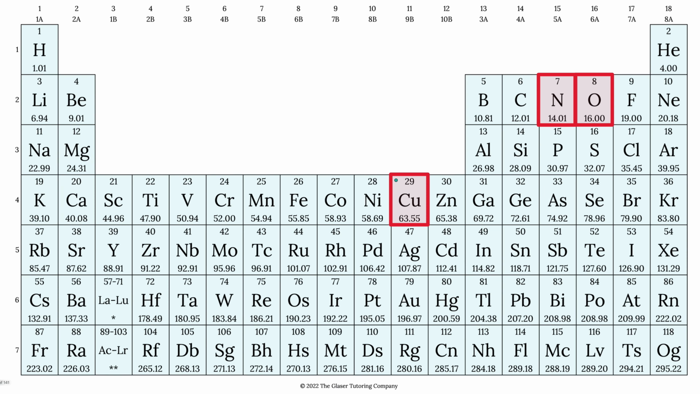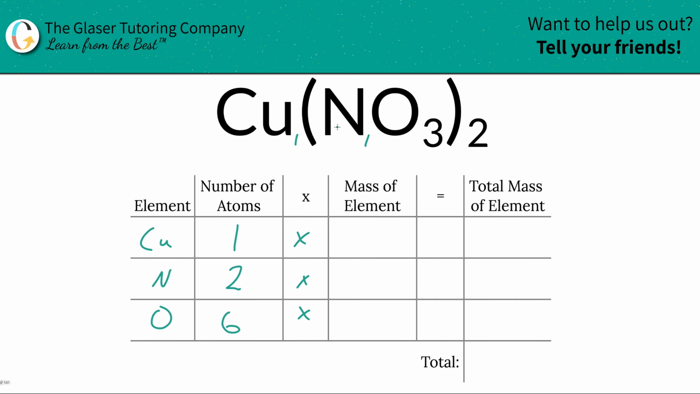Next is to identify the mass of each element, and that's where the periodic table comes into play. So let's take a look. Copper here has a mass of 63.55, nitrogen is 14.01, and oxygen is 16. Those masses are in grams per mole or AMU. It actually does not matter. The values are different, but the magnitudes are equivalent, so it doesn't really matter which one we use here.